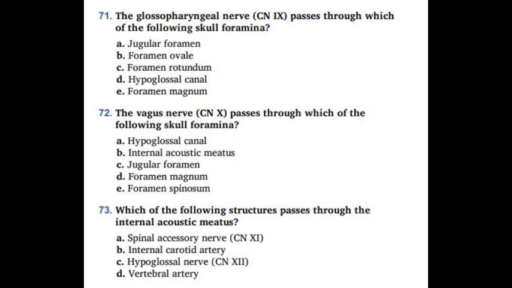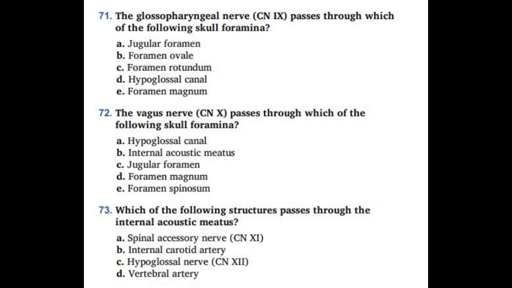So question 71, the glossopharyngeal nerve passes through which of the following skull foramina? So we said it has a foramen called the jugular foramen, where cranial nerve number 9, that's the glossopharyngeal, number 10, that's the vagus, and number 11, that's the spinal accessory, pass through. So that is going to be our jugular foramen, option A. Now, the vagus nerve passes through the following skull foramina. We just said that. The jugular foramen, option C.